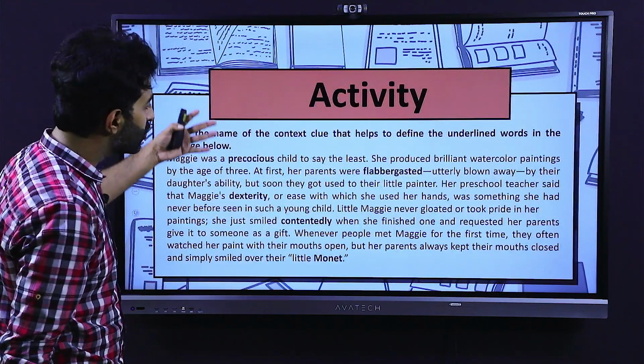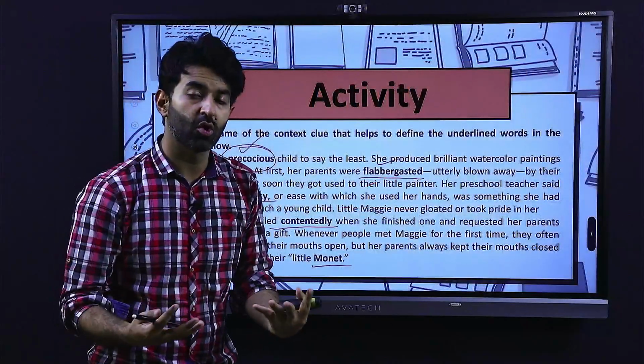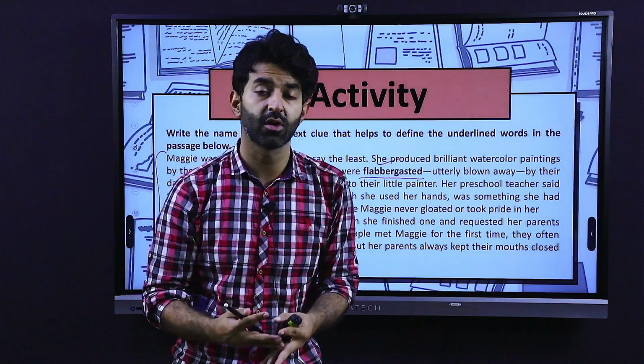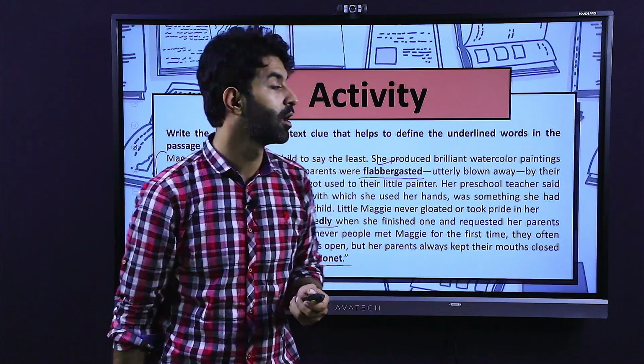Okay. You're going to read this. You can take a screenshot if you like. If you're watching on YouTube, just click it and write the name of the context clue that helps to define the underlined words in the passage below. Read this passage over here. Highlight these words: precocious, flabbergasted, dexterity, contentedly, Monet. So just read it, apply your knowledge of different context clues, find the meaning of these difficult words, and also mention what context clue you used in order to get to the right meaning.